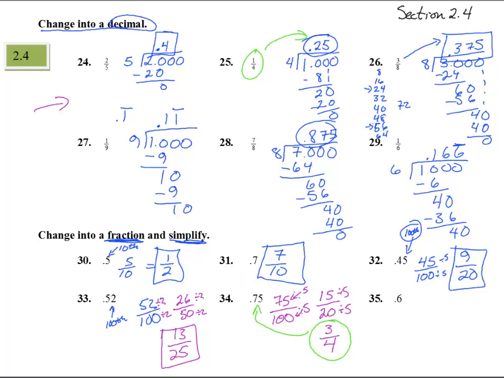All right, next one, number 35. 0.6. That's 6 in the tenths column. Can reduce down, divide by 2, and you get 3/5. Good.